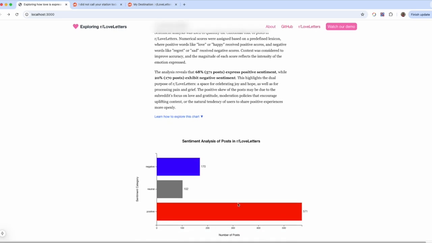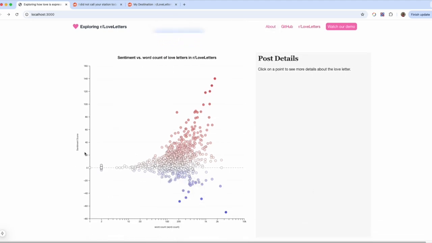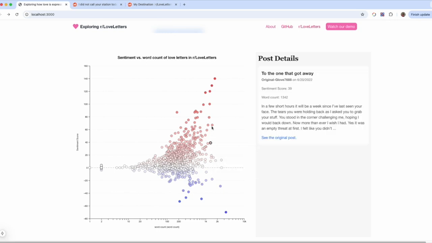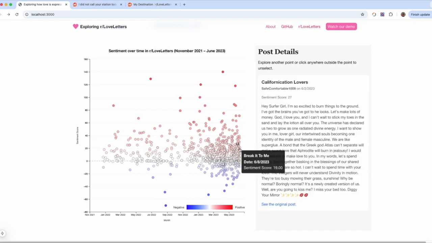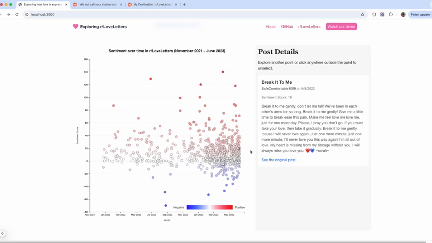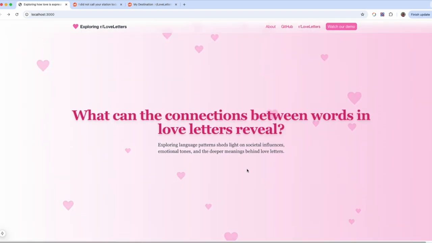Next, we looked at sentiment. So between negative, neutral, and positive, we saw that most letters were indeed classified as being positive. And then looking at the relationship between sentiment and word count, we saw that longer letters were able to better express fully their emotions, and so the range here in sentiment score is a lot wider. Over time, we also saw that sentiment became more positive, and this could be because of community norms being adapted or different moderation.